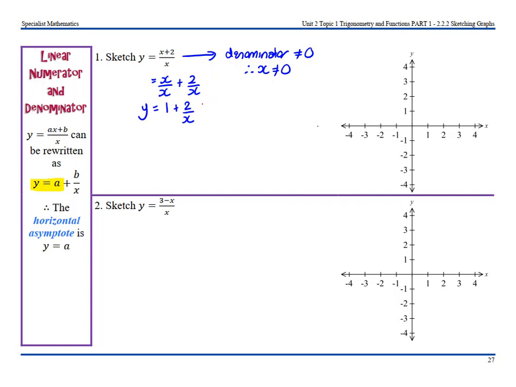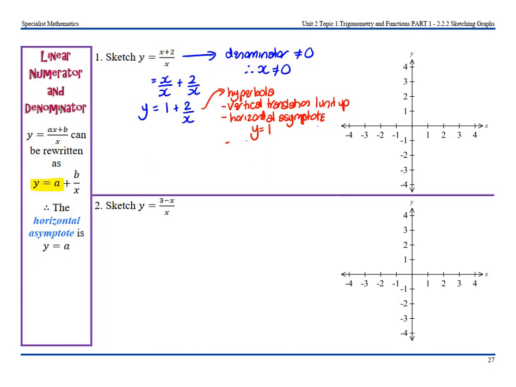So from methods, we would go, that's a hyperbola with a vertical translation of 1 unit up. Okay, we would have also had that it had a horizontal asymptote because of that vertical translation of y equals 1.